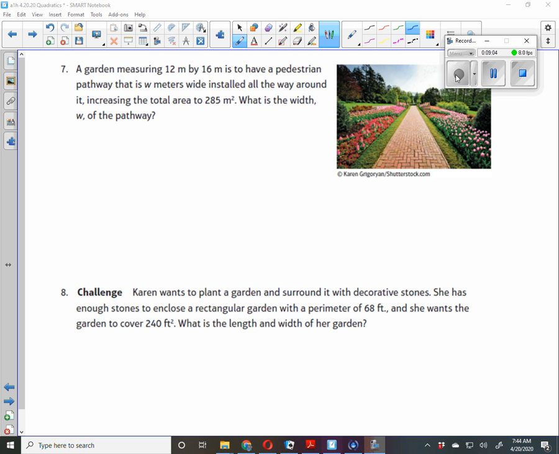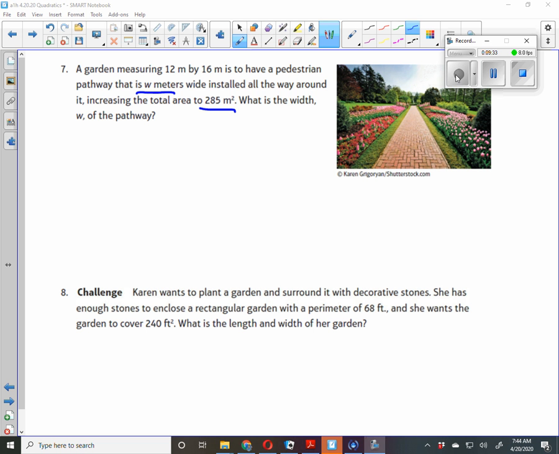Okay, problem number 7 could be a challenge. A garden measuring 12 by 16 is to have a pedestrian pathway that is W meters wide installed all the way around it, increasing the total area to 285 meters. What is the width of the pathway? Okay, so let's think this through and draw this out.